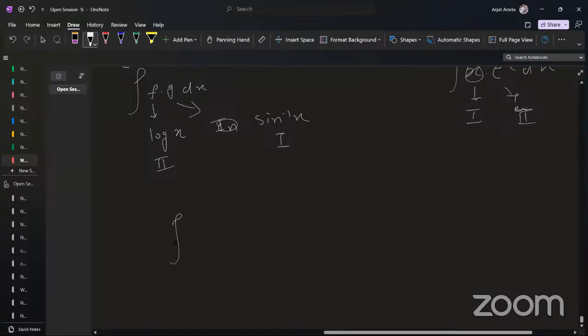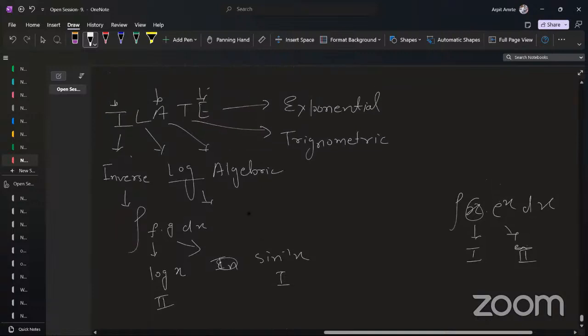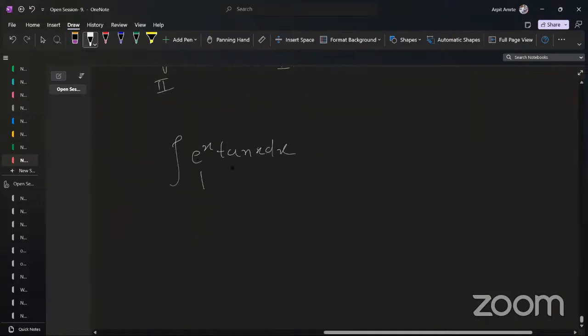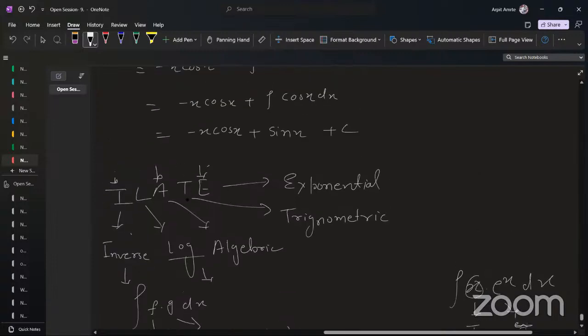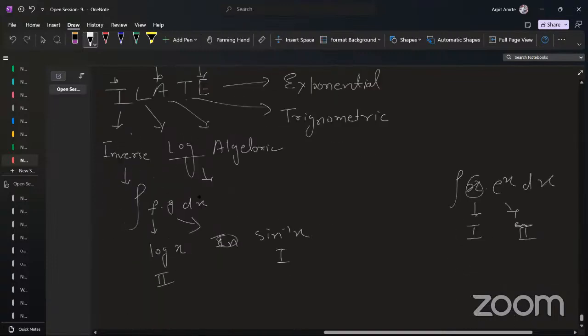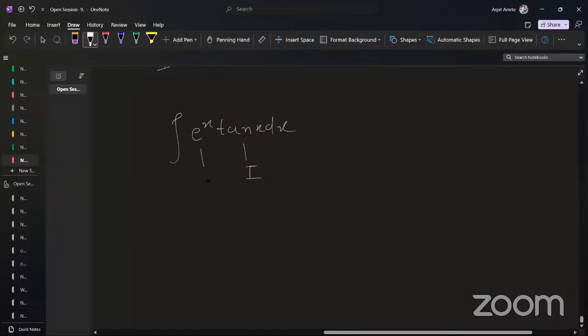Now again, if I have this kind of thing, e raised to the power x times sin x dx, now which one will become my first function? Just see. This is my exponential function. This is my trigonometric function. So which will become my first function? Trigonometric function will become my first function. So this will become my first priority. This will become my second priority. Got the idea?